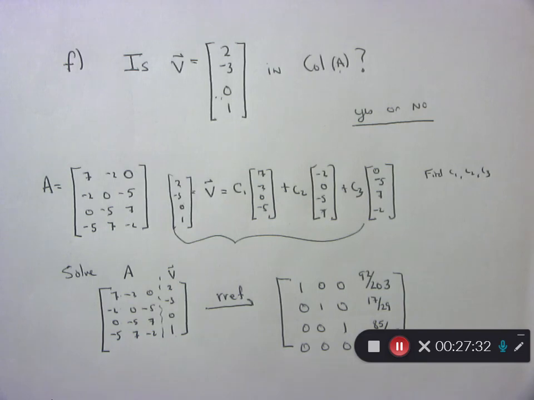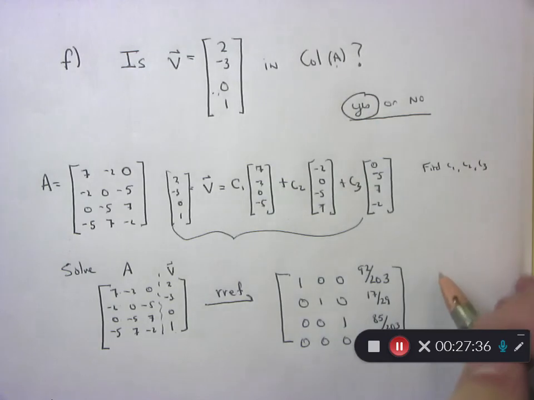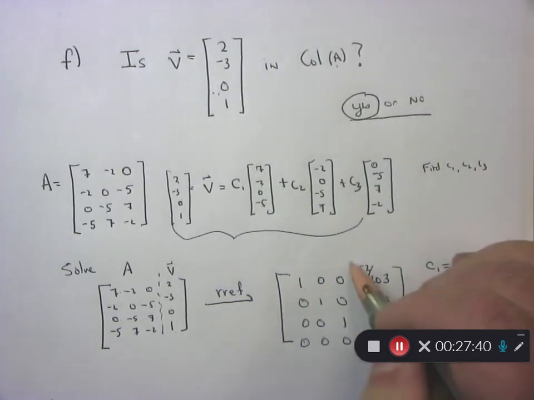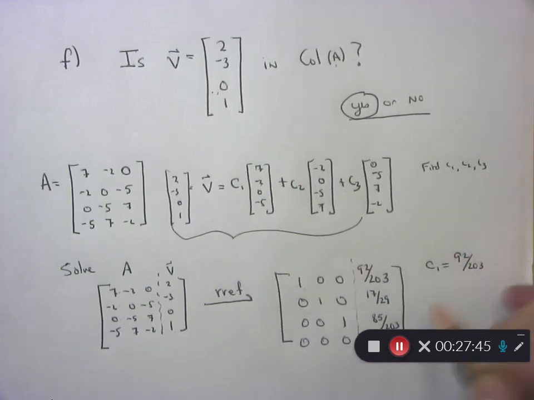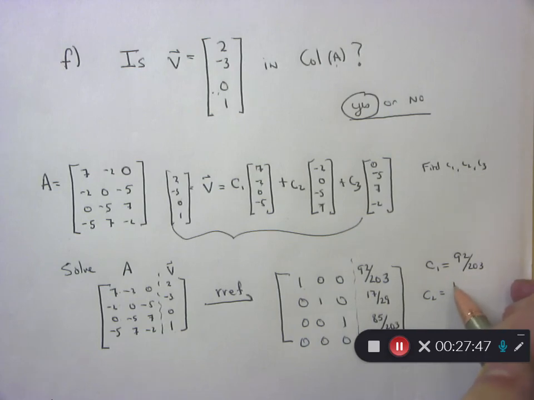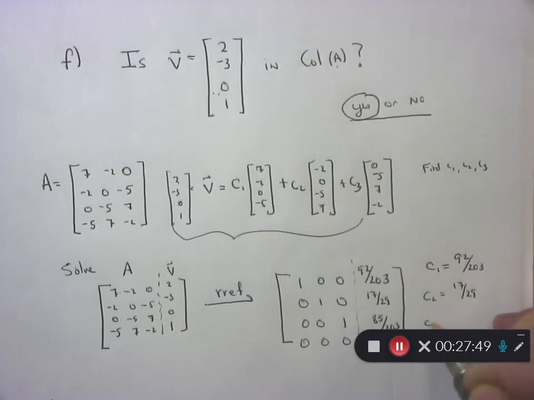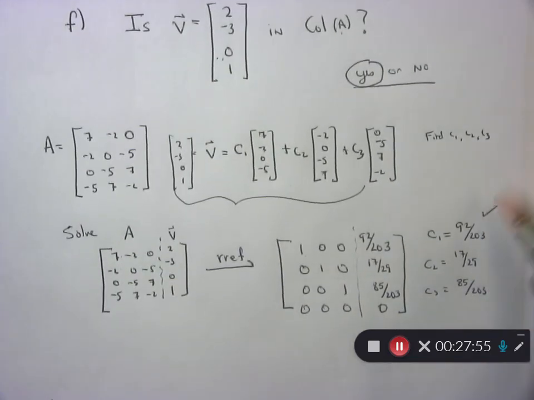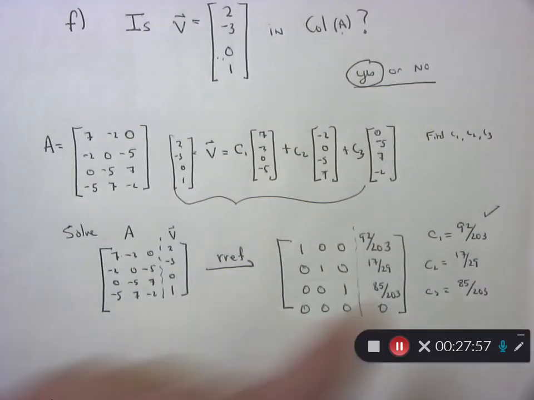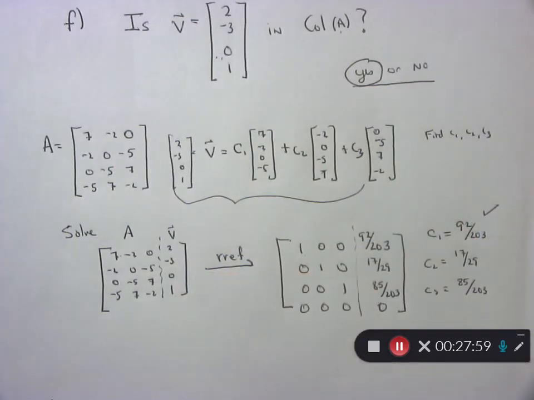Did we find that, yes or no? We did. The answer is yes, we did. And the answer is that C1 would be equal to, remember this is the augmented part, 92 over 203. C2 is equal to 17 over 29. And C3 is equal to 85 over 203. So I found my constants. That means yes. If I could not find constants on this guy, then the answer would have been no.